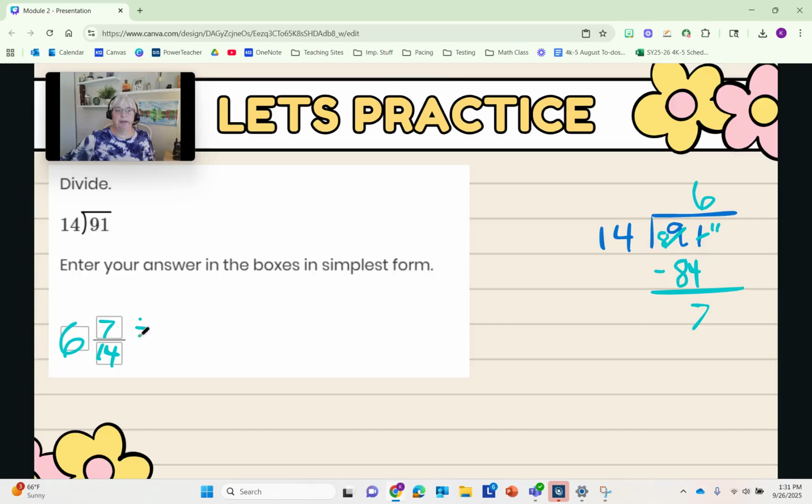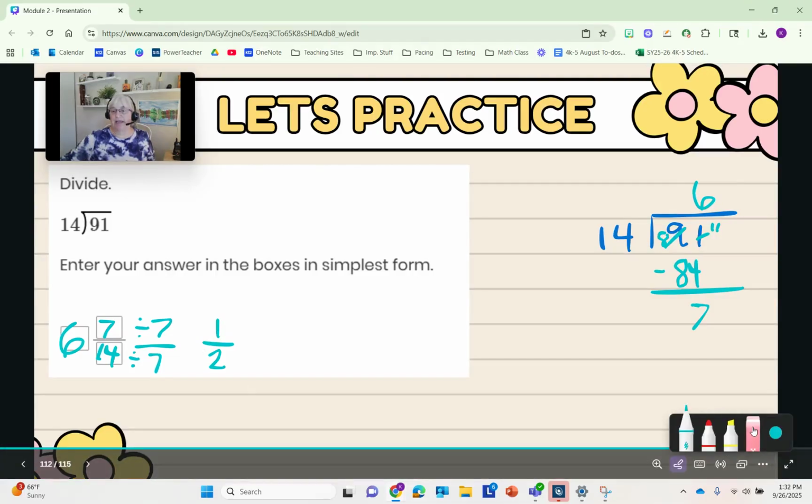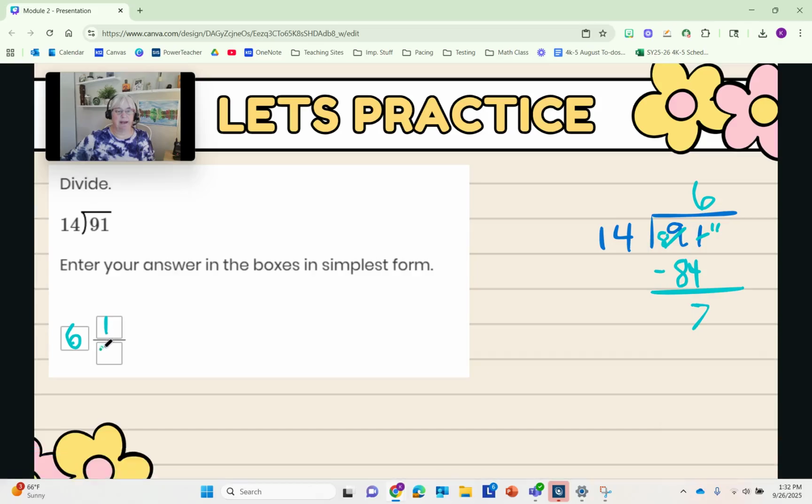Whatever I do to the number at the top, I'm going to divide the top one by 7. I need to do the same thing to the bottom number. 7 divided by 7 is 1. 14 divided by 7 is 2. So the fraction 7/14 is the same as 1/2. So my answer is actually 6 1/2. So I'll rewrite that in there. This is the answer you would need to put in the box, 6 1/2.